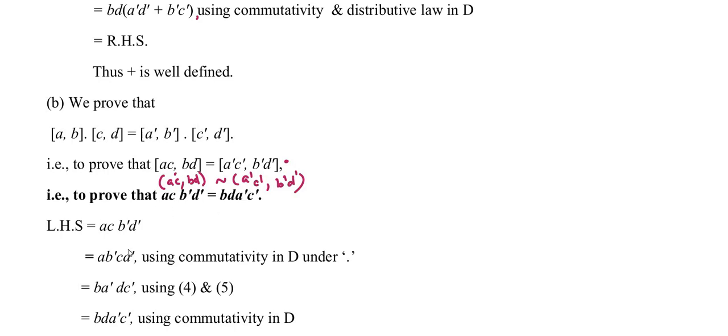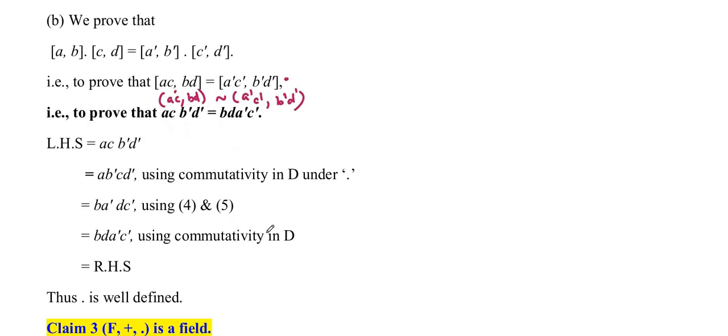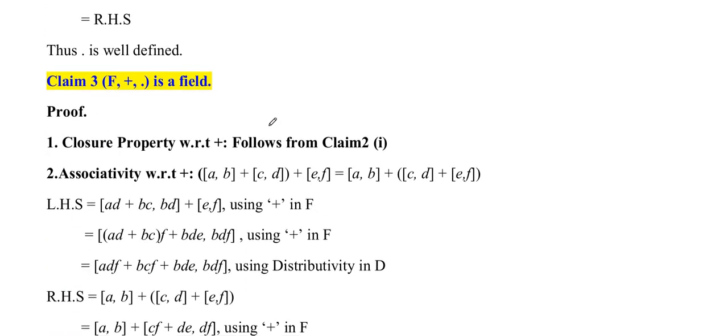So you consider the LHS using commutativity in D under multiplication. You can rewrite this as A prime C D prime, and using 4 and 5 it is rewritten as BA prime into DC prime. Again, using commutativity in D, you have this, and that is your RHS. So dot is also well defined.